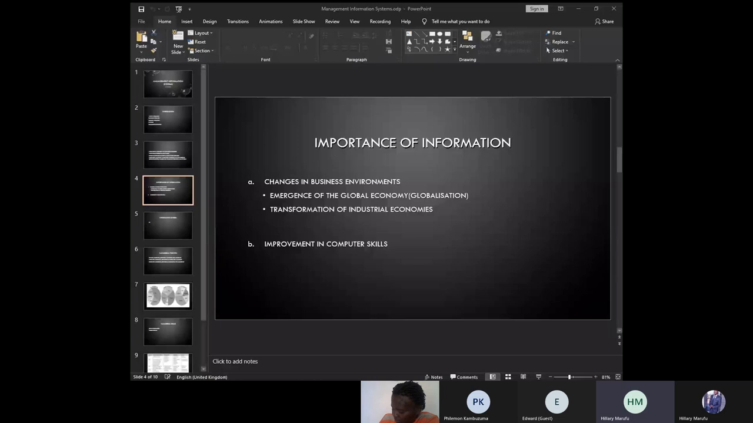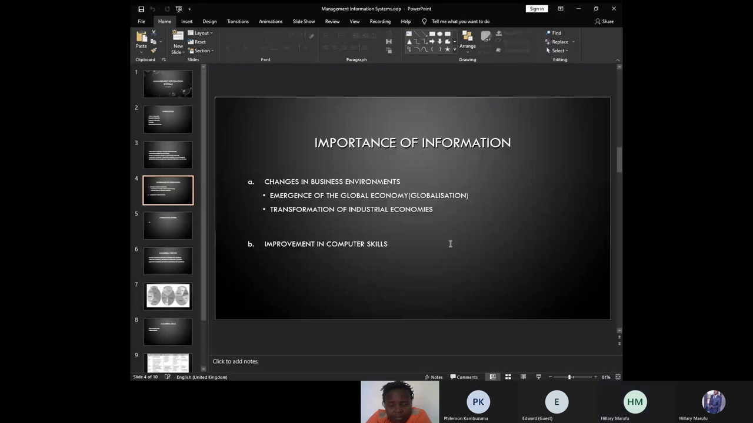That's okay. Information is important. If you don't have information that is accurate, timely, relevant, you tend to make wrong or bad decisions. At the end of the day, organizations need to be able to make proper decisions, and future decisions affect literally everyone. So, the importance of information: changes in the business environment.